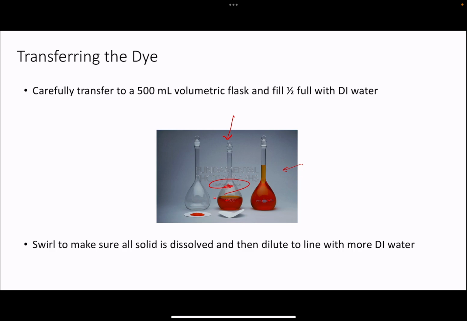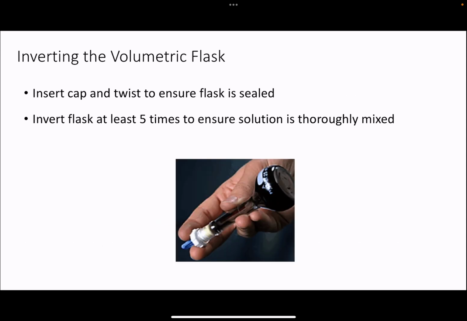There's a line etched in the glass that indicates exactly where 500 milliliters is. So keep that in mind. You can't see it in this picture, but it will certainly be on the volumetric flasks.